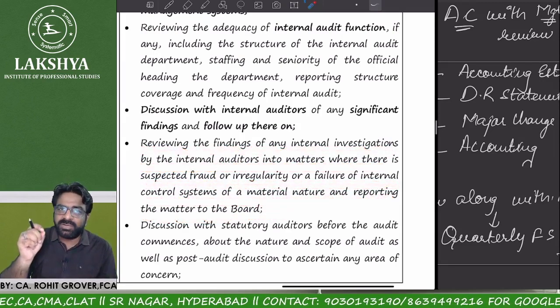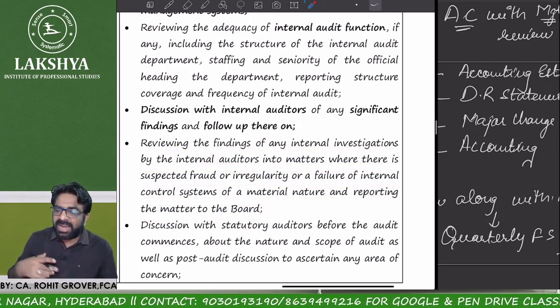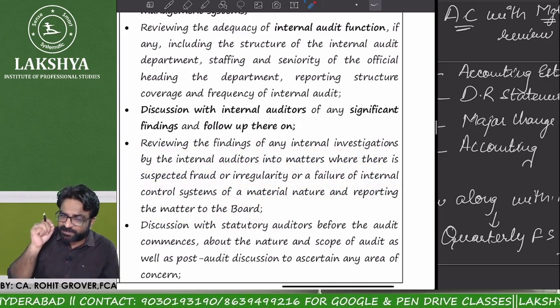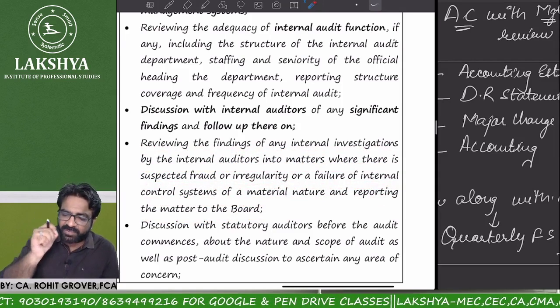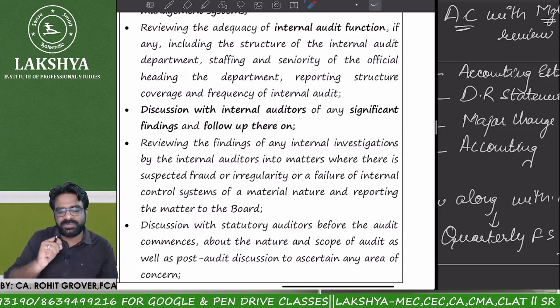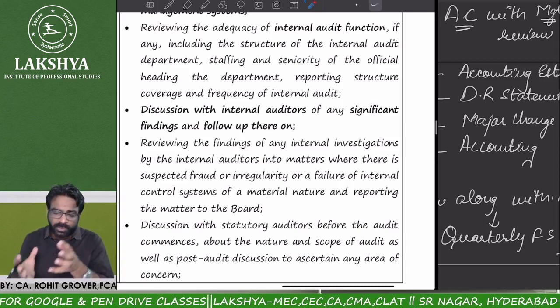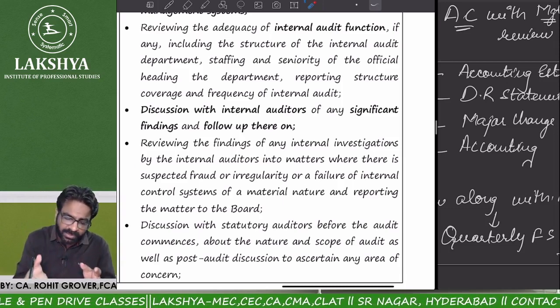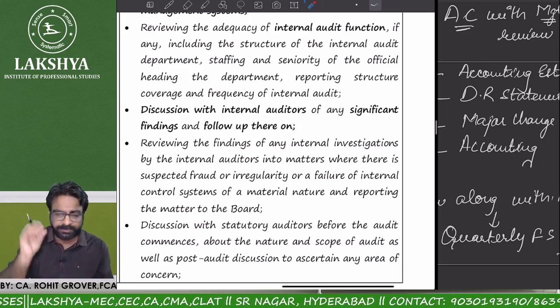If the internal auditor comes to the audit committee, sir, and says I have a suspicion that there is a fraud or irregularity or a failure of internal control systems which is very much material in nature, then the internal auditor will report it to the audit committee, and the audit committee will report it to the board.